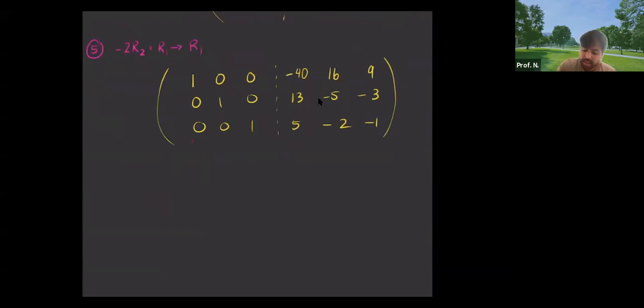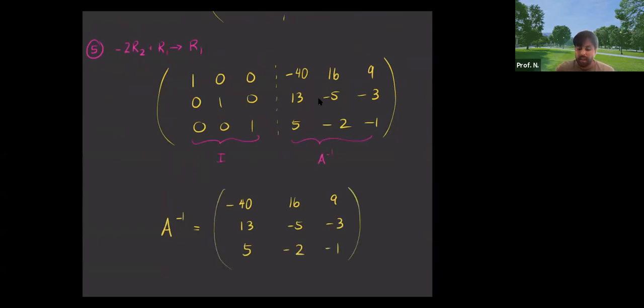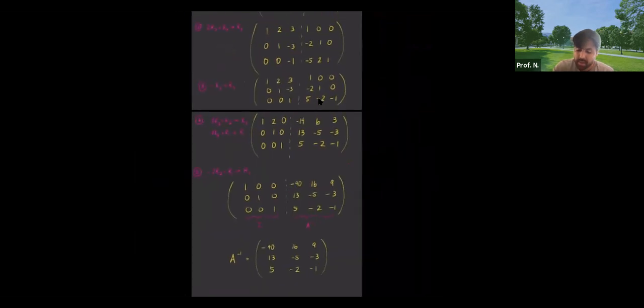So the idea is that this is my identity, and this new matrix on the right should be the inverse. So A inverse should be -40, 16, 9, 13, -5, -3, 5, -2, -1. So any questions about this?